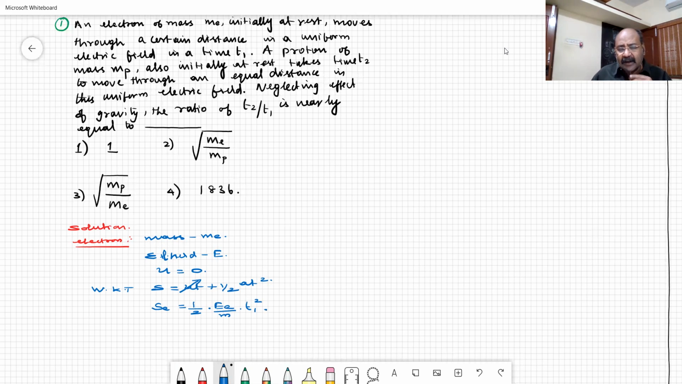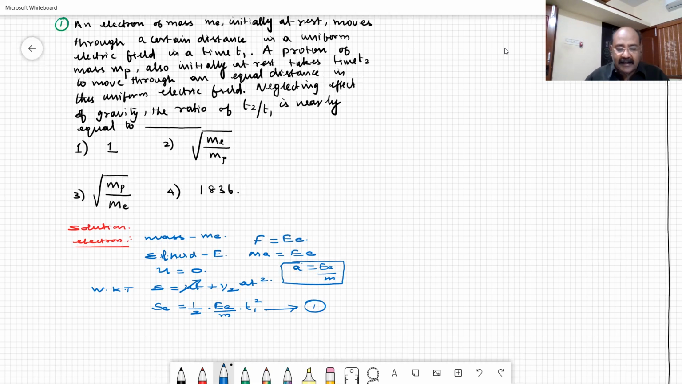How do you know that the acceleration is E into e by m? The force experienced by the electron is given by E into e. As we know, force is mass into acceleration, so we get the acceleration equal to E into e divided by m. Substituting this here, the displacement produced on that electron is given by half into E into e divided by m into T1 square. Take this as equation number 1.